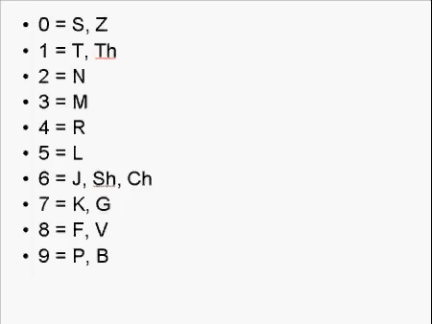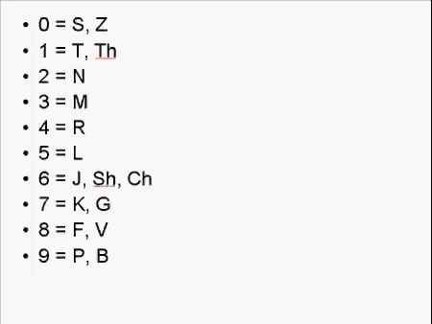So, as you can see on the list here, some of the numbers have more than one letter associated with them, but those letters are grouped according to how they sound. So S and Z actually sound very similar. It's an S sound or Z sound. Similarly with T and TH, and similarly with J and the sh and ch sounds for 6, and the same for 7, 8 and 9.